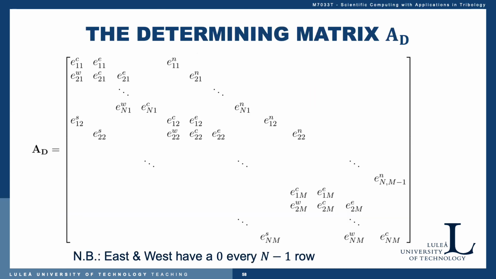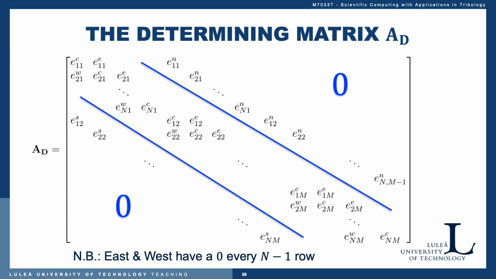And in more detail, what enters those diagonals are of course the values of the center coefficient, the east and the west coefficient, and the north and the south coefficient. In between the south and the west, there will be a whole bunch of zero diagonals, and the same between the east and the north. And then the lower and upper triangular parts of the matrix will be all zeros.